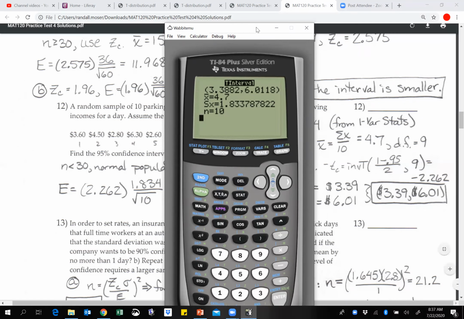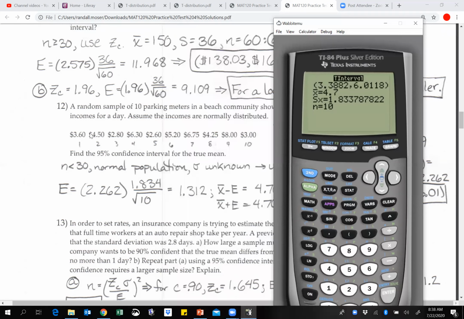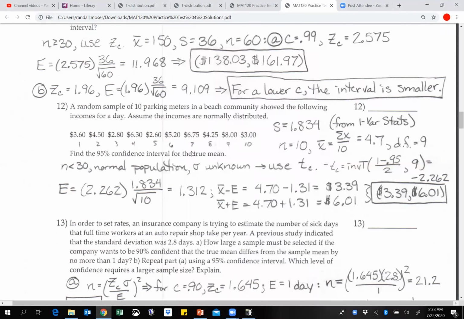So really nothing new. It's still the T interval command. The only thing that's a little bit different is because we had the raw data set, you would want to enter it into your list first, and then when you go to run the test, instead of working off of the summary stats tab, we can pull from the data directly. Does anybody have any questions on number 12?